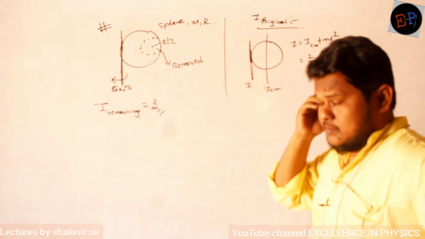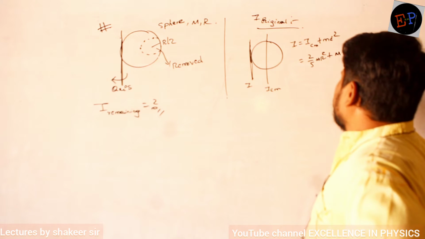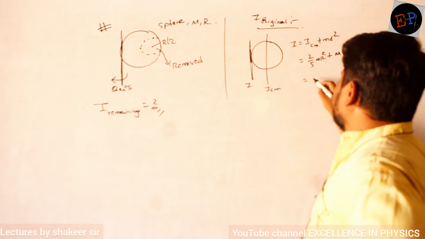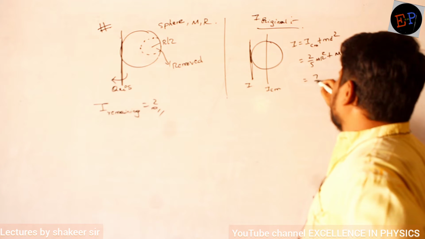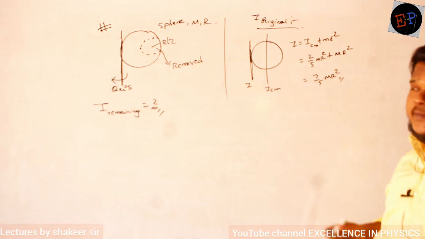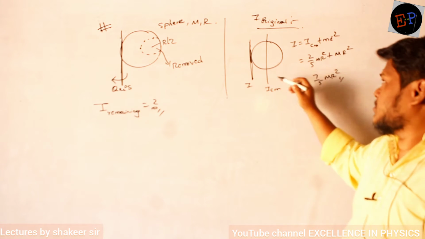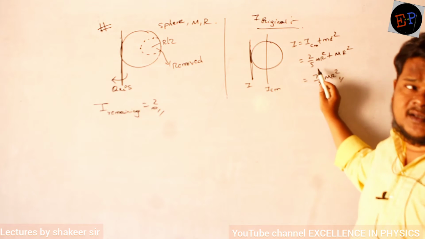So the total answer is 2 by 5 mr square plus mr square, so it is 7 by 5 mr square. Okay? See, for a solid sphere where the axis is passing through any diameter, what is the moment of inertia? It is 2 by 5 mr square.